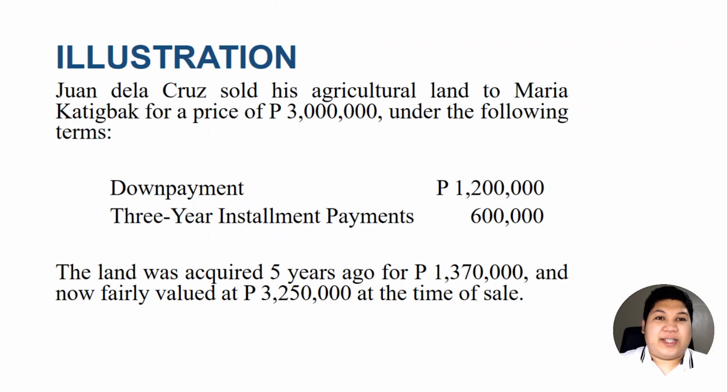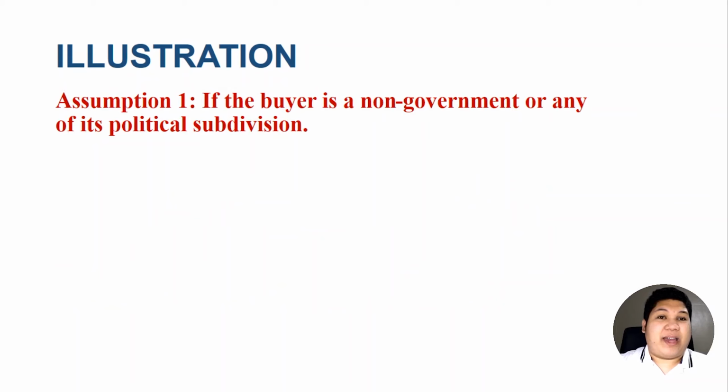So let's first analyze the problem. Juan de la Cruz is a Filipino citizen, a resident, and Juan de la Cruz owned an agricultural land. He sold this land to Maria Katigbak for a price of 3 million. The terms require Maria to pay a down payment of 1.2 million and an installment per year of 600,000 for 3 years. The land was acquired 5 years ago and is now fairly valued at 3,250,000. So, first assumption, if Maria is not the government or any of its political subdivisions.